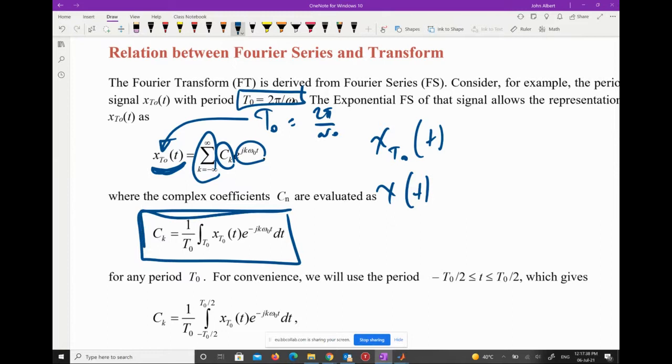And this is how we get the Fourier series coefficients. c_k is equal to 1 over T0, the integration over one complete T0, of that signal multiplied by e to the power of minus j k omega 0 t dt. Those are the two equations that we learned above. As I mentioned, the only difference is I wrote x of T0 there instead of x.